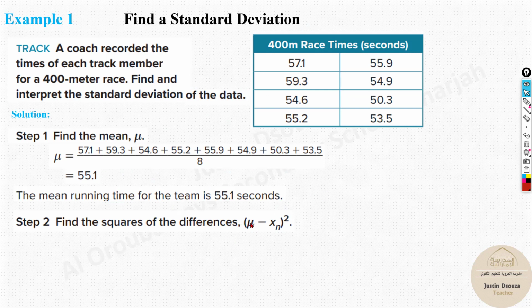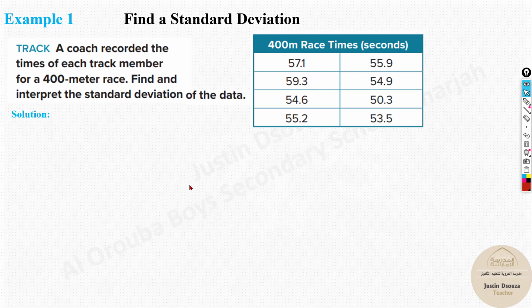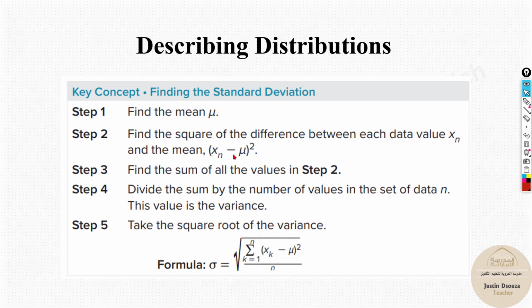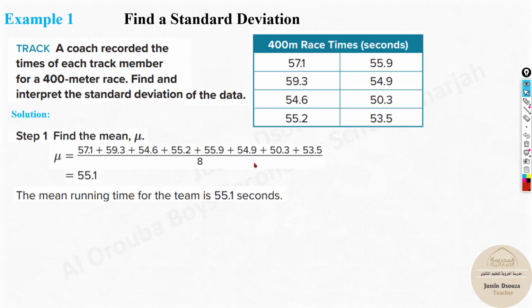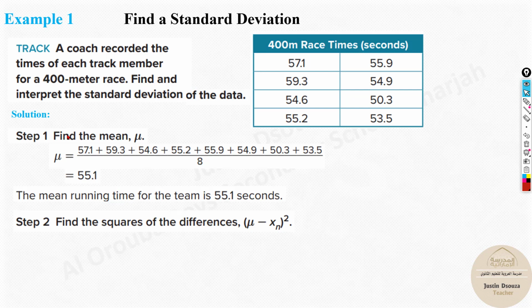Over here they have mentioned mu minus xn, that's these values, the whole square. You have to do x1, that is the first value, x2, 3, 4, and so on. We can see over here they have also mentioned xn minus mu, the whole square. It doesn't matter, it'll be the same answer. I'll show you now. By the way, this mean symbol is also called mu, so sometimes I call it mu. That means this one, okay?